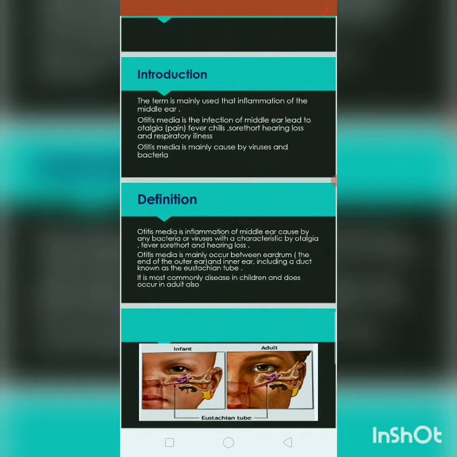Then move to the definition of otitis media. Otitis media is inflammation of the middle ear caused by any bacteria or virus, characterized by otalgia, fever, sore throat, hearing loss. Otitis media mainly occurs between the eardrum, that is the end of the outer ear, and the inner ear, including a duct known as the eustachian tube or ET tube.